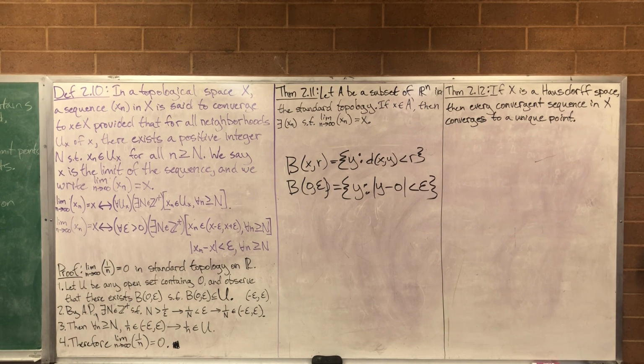I did it. I found the big N. You give me any U you want, and I found an index, big N, such that from that index onwards, all the terms in the sequence are in U.